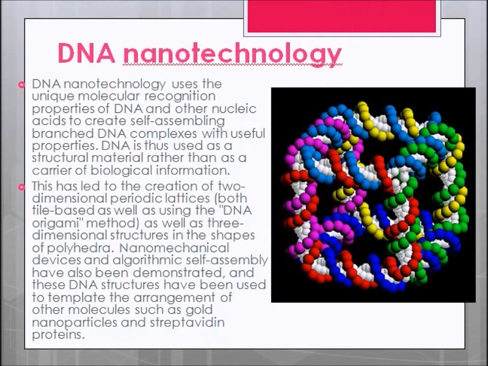DNA nanotechnology uses the unique molecular recognition properties of DNA and other nucleic acids to create self-assembling branched DNA complexes with useful properties. DNA is used as a structural material rather than as a carrier of biological information. This has led to the creation of two-dimensional periodic lattices, as well as three-dimensional structures in the shape of polyhedra. Nanomechanical devices and algorithmic self-assembly have also been demonstrated, and these DNA structures have been used to template the arrangement of other molecules such as gold nanoparticles and streptavidin proteins.